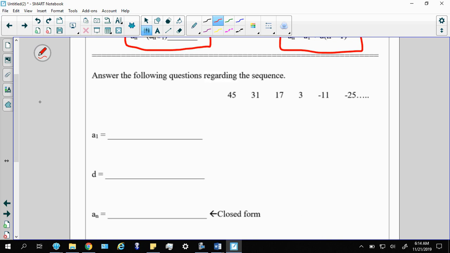All right, first thing we have is find A1. Here's the sequence, 45, 31. Finding A1, there you go, it's 45, that's the first term. The common difference: what are you doing every single time? I'm sitting at 45, going to 31, then to 17. Well, I'm subtracting 14.